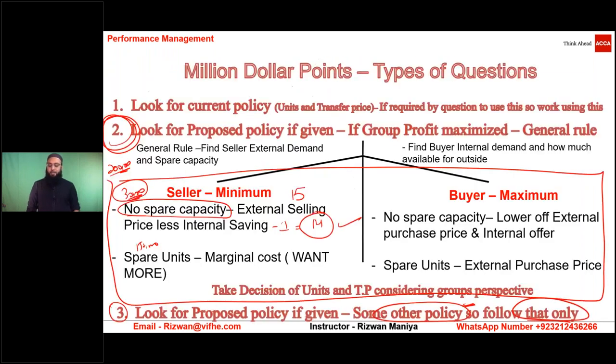Internal offer 14. If you sell units that you can sell outside to an internal division, it's what I told you, right? It's the general rule, which is marginal cost plus opportunity cost, which equals the external selling price, and minus the saving. So that's the internal offer of 14. This one.